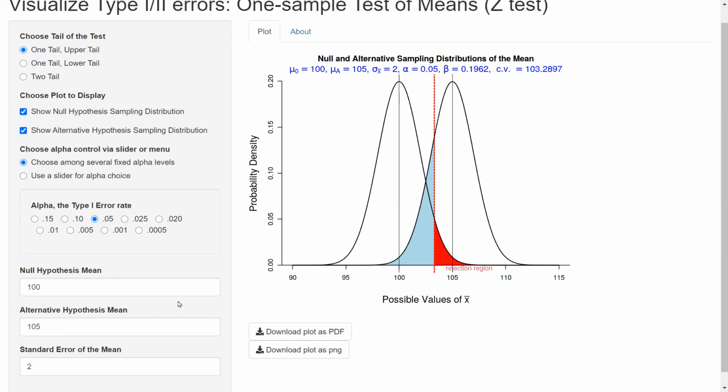For the sake of this power analysis and the Shiny app, just to make things simple, we're going to be assuming that both the null hypothesis distribution and the alternative hypothesis distribution are normally distributed and they have the same variance. So whenever I change the standard error of the mean here, it applies itself to both of the distributions. So let me just untoggle the alternative distribution.